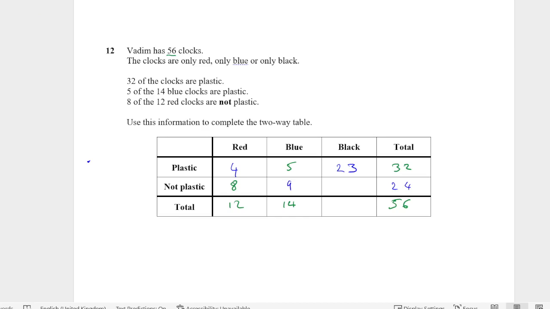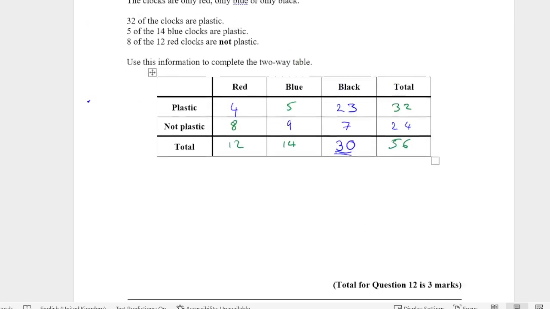We can also look at this value here. 8 plus 9 is 17. 24 take away 17 is going to be 7. And then finally, this one should be 30 if I do it this way. If I do it this way as well, 12 plus 16 is 26. And then 56 take away 26 is 30. So I'm confident with that. Do we have a follow-up question? We do not.